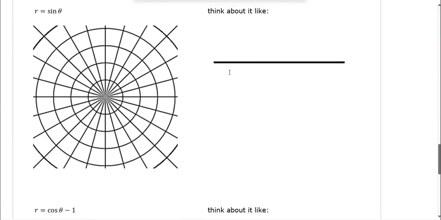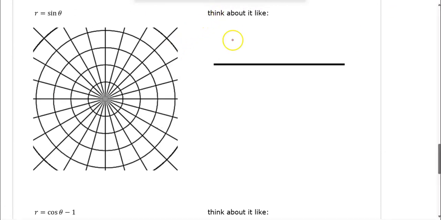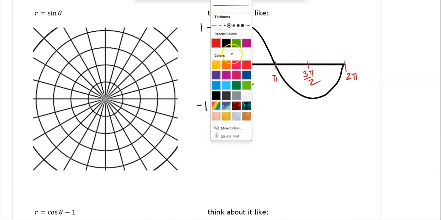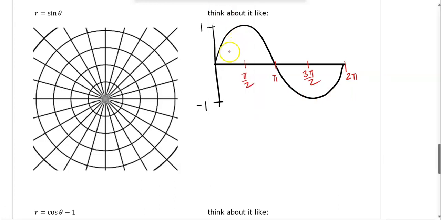All right, let's try this one. If I have sine theta, and I graph sine theta, just like we learned how to do earlier, this would be 1, negative 1, and it would go from the origin up, down, and up, right? And I'd have pi over 2, pi, 3 pi over 2, and 2 pi. And those are each of my quadrants. So I'm going to make this a little bit thicker.